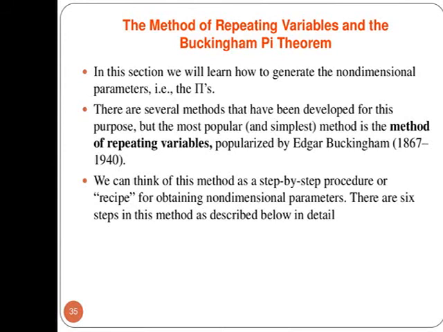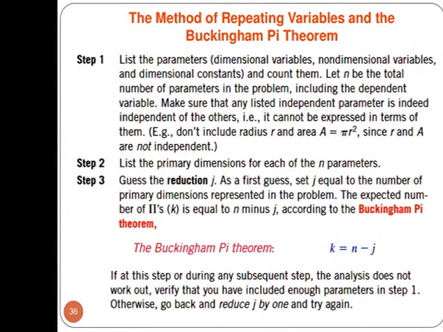Step 1. List the parameters, dimensional variables, non-dimensional variables and dimensional constants, and count them. Let n be the total number of parameters in the problem, including the dependent variable. Make sure that any listed independent parameter is indeed independent of the others, that it cannot be expressed in terms of them. For example, don't include radius r and area A equal to pi r squared, since r and A are not independent.